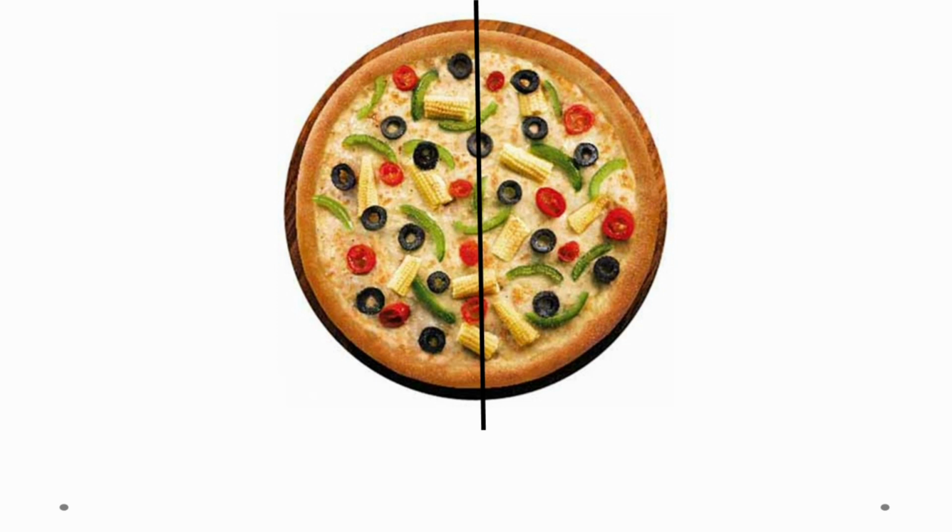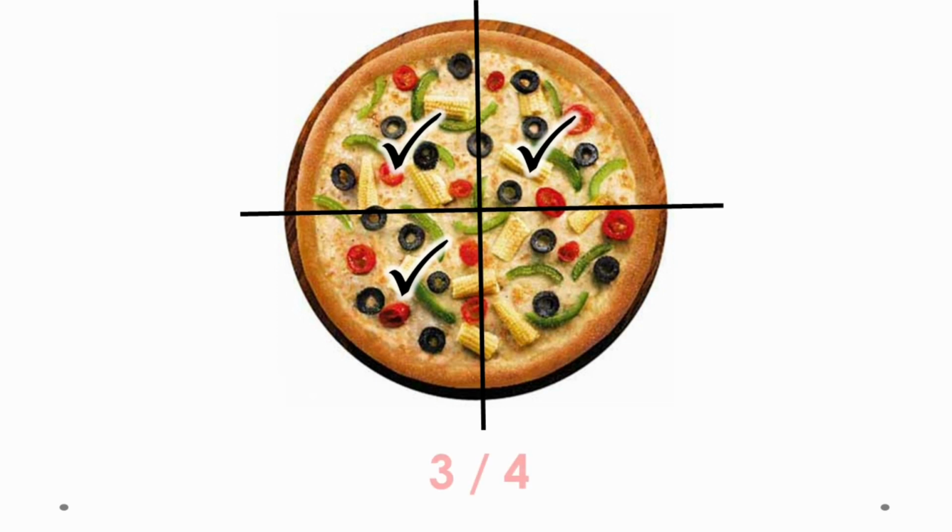After slicing the pizza, in total there were two parts, out of which one part was given. So it was 1 out of 2 parts, that is 1 by 2. If the pizza was cut in 4 equal parts and one part was given, it would be 1 by 4. If 3 parts were given, then it would be 3 by 4.